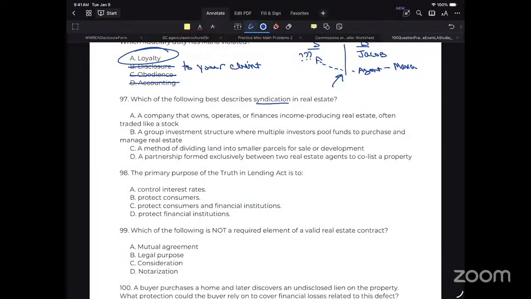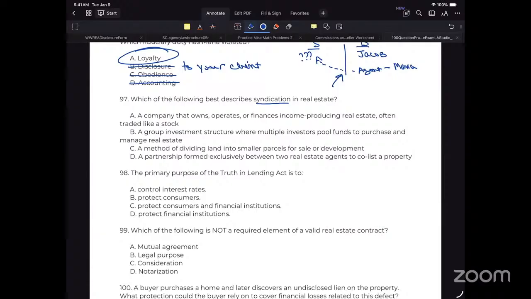All right. So which describes a syndication? A, a company that owns, operates, or finances income-producing real estate, often treated like a stock. B, a group investment structure where multiple investors pool funds to purchase and manage real estate. C, a method of dividing land into smaller pieces for sale or for development. D, a partnership formed exclusively between two real estate agents to co-list a property. Now, here's the hilarious part, y'all. When you say syndication to me, an agent, I think about syndication of a listing. When you put a listing in the MLS, you get to see it's syndicated to all these other places. That's exactly what I think about, but apparently that's not what they're going for.